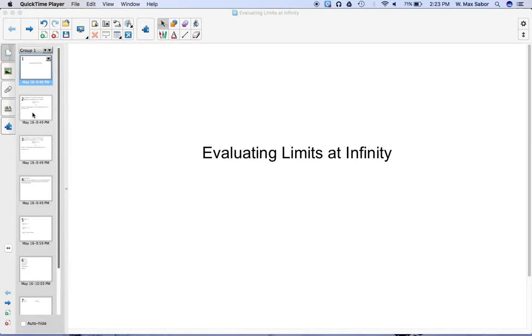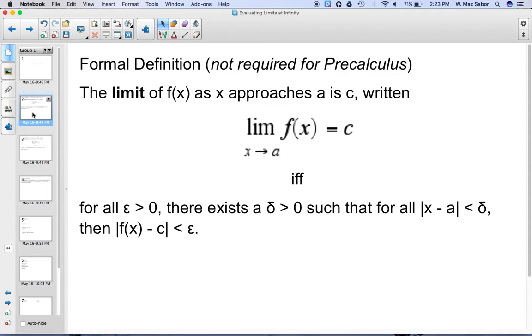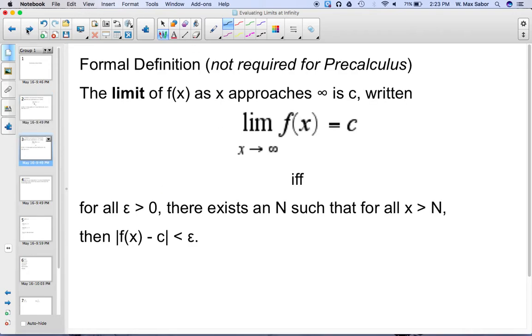Evaluating limits at infinity. The formal definition of a limit not at infinity, as x approaches a, we gave here, which we didn't bother going through because it's not required for pre-calc, and the epsilon definition does take a bit of time to understand. But this one should make a little more sense: the limit as x approaches infinity is c if, for any positive value, you can take any x value greater than some point so that all of the y coordinates are within a certain band.